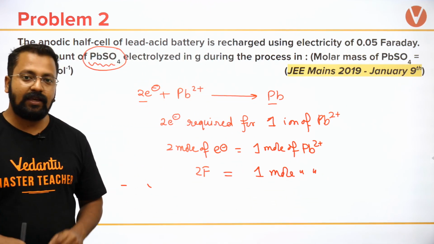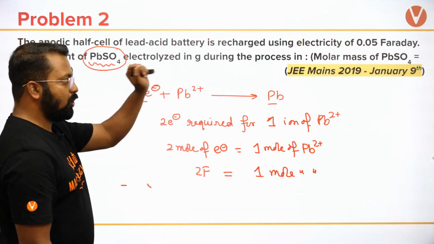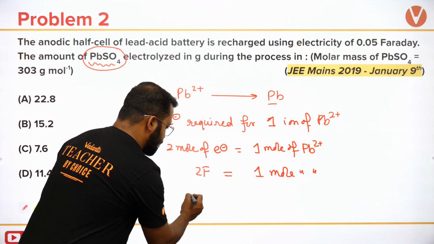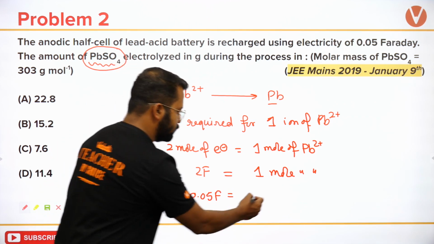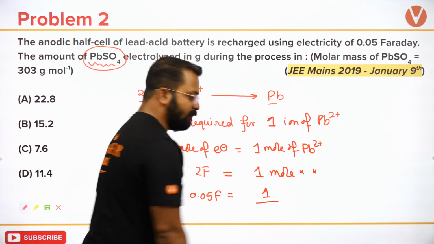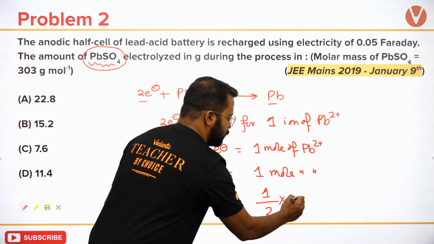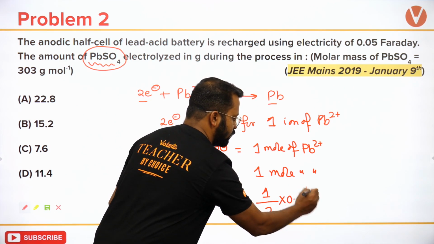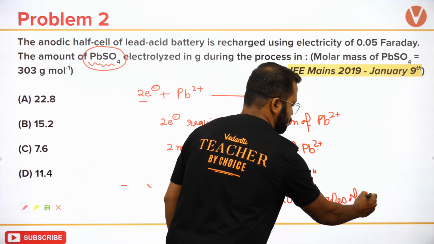How much have we passed? How much am I passing? 0.05. So I can say that 0.05 Faraday would be giving 1/2 times 0.05, that is 0.025 moles of Pb2 plus.